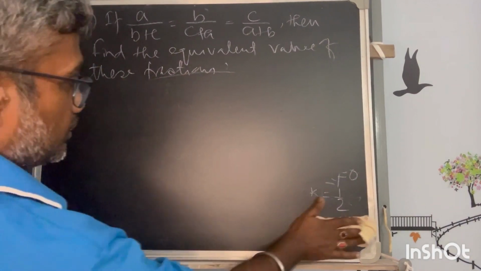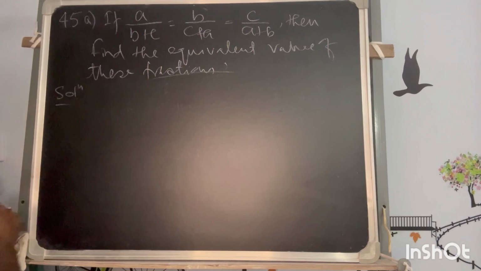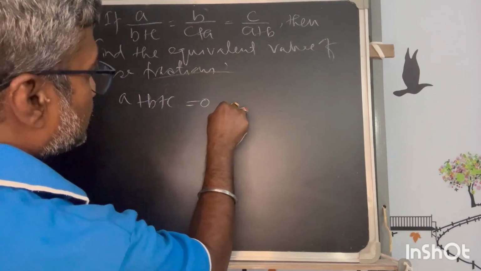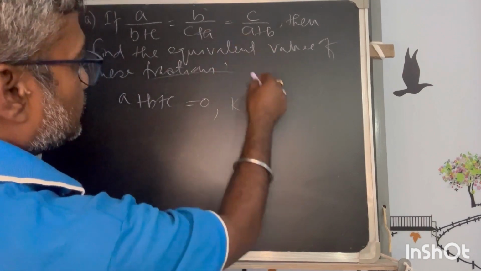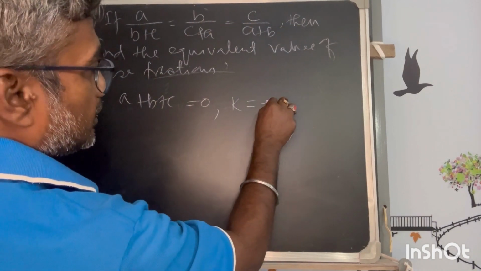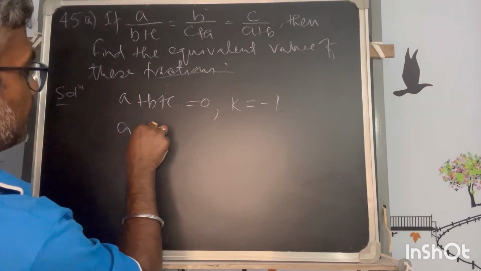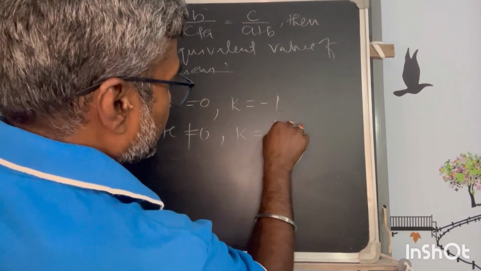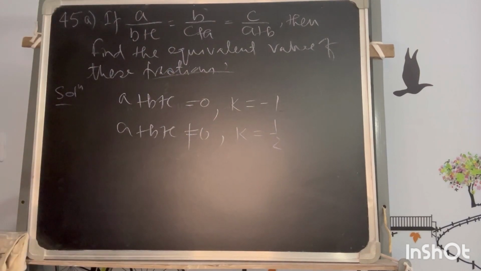So we can go with both the conditions. My answer will be: if a plus b plus c is equal to 0, k, which we will declare as the ratio of all three, is minus 1. And if a plus b plus c is not equal to 0, your k will be half. So these would be the two answers.